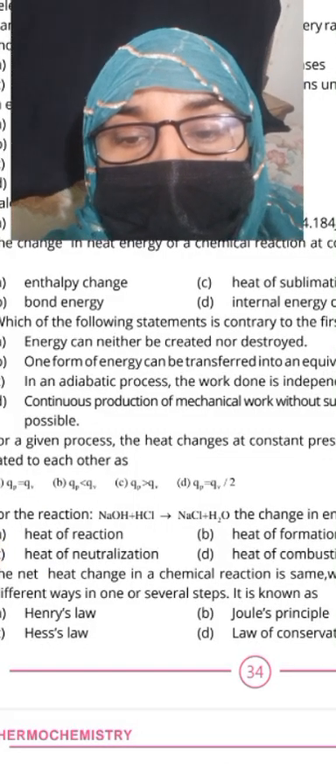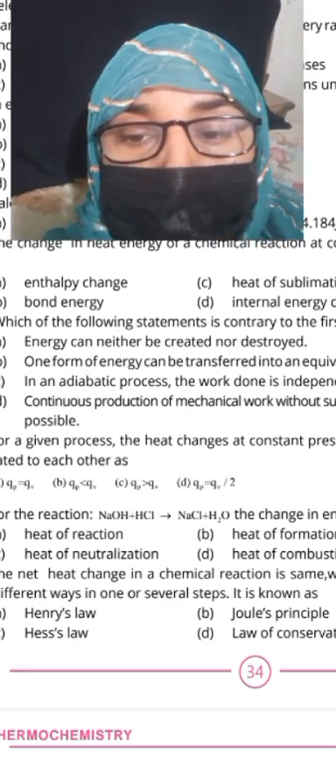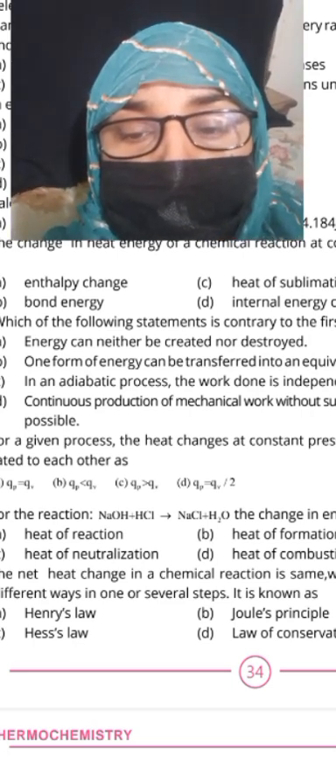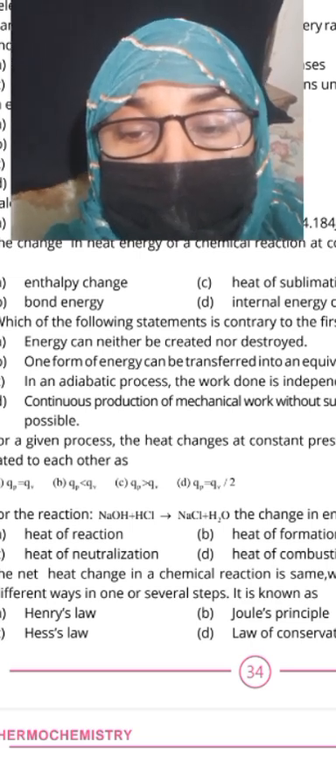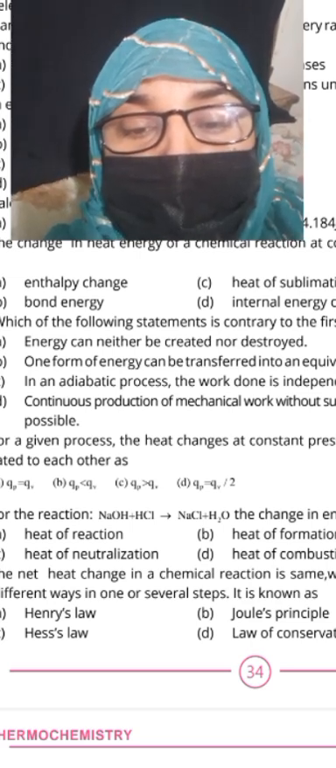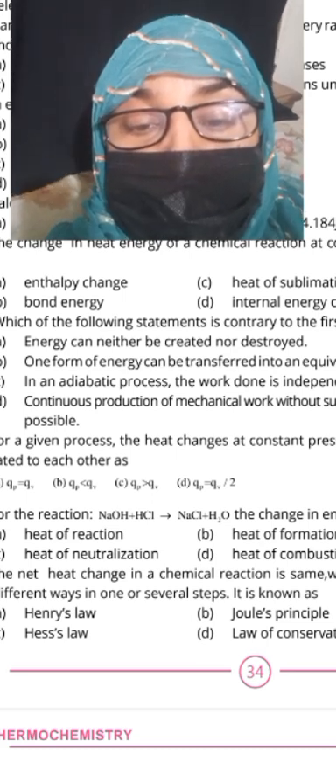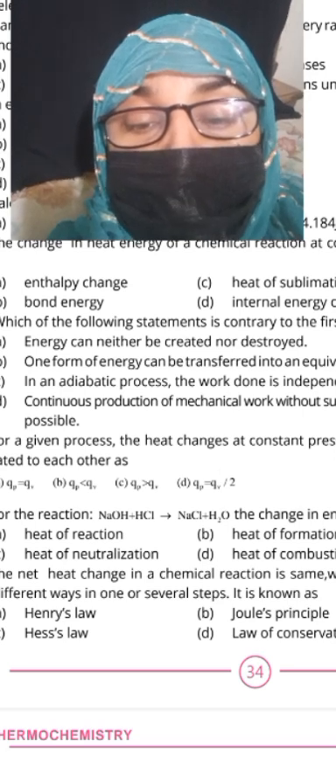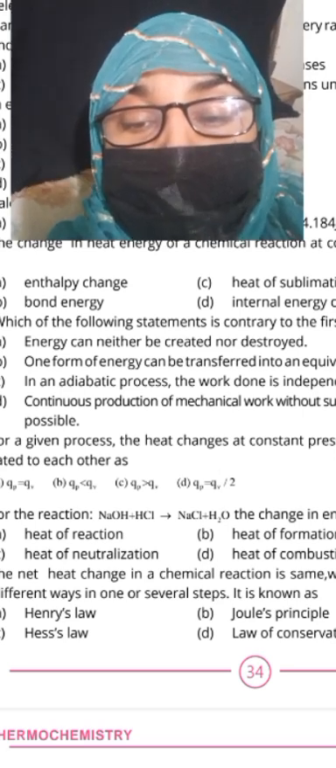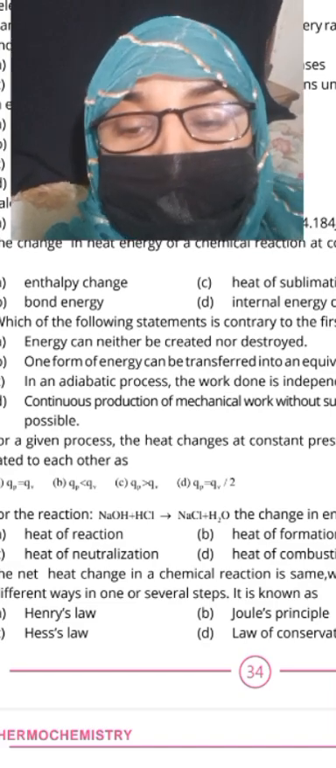Before the reaction in nitro in NH is C in other is reaction in heat of reaction in heat of neutralization, heat of formation, heat of combustion and the net heat change in chemical reaction is same, and the net heat is the chemical reaction is it one it the differ is one of the several steps it's one to is Hess's law is his law and Joule's law and laws of conservation.